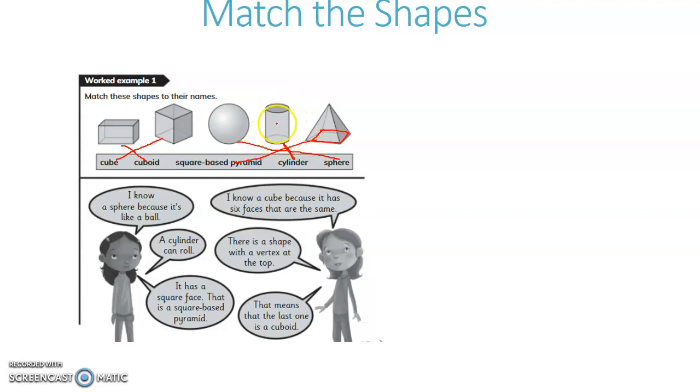Then this is a pyramid. It has only one base. It points to a vertex and its sides are triangles. So it's a pyramid. This base is a square, so this is a square based pyramid. So we have matched the shapes with their names.